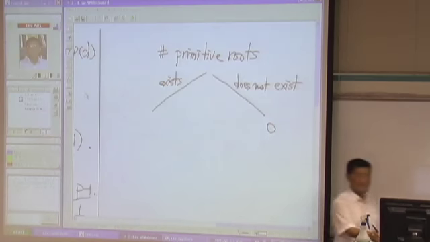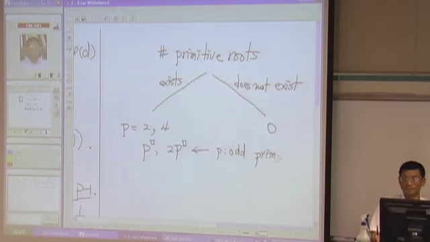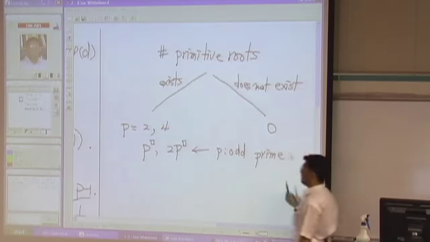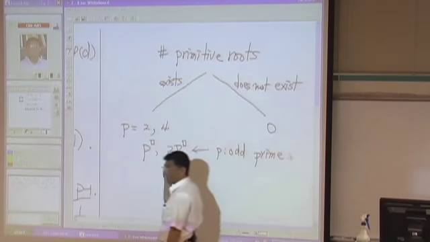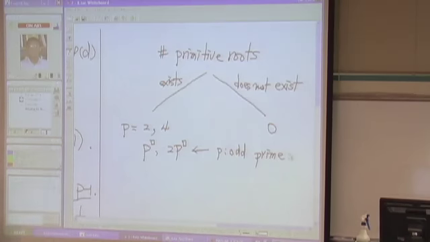If n equals 2, 4, p to the power of something, or 2 times p to the power of something, where p is an odd prime, then in these cases a primitive root exists. But in other cases, a primitive root does not exist. In other words, the number of primitive roots is 0.